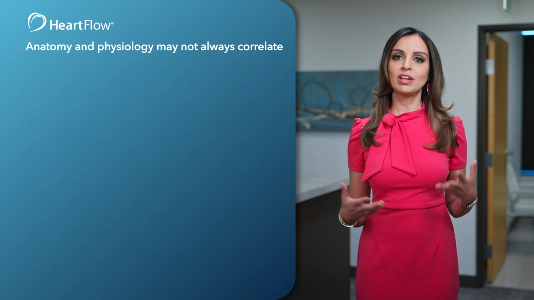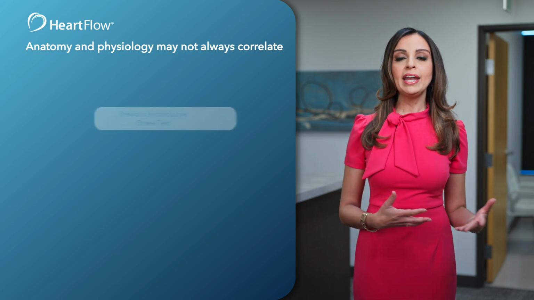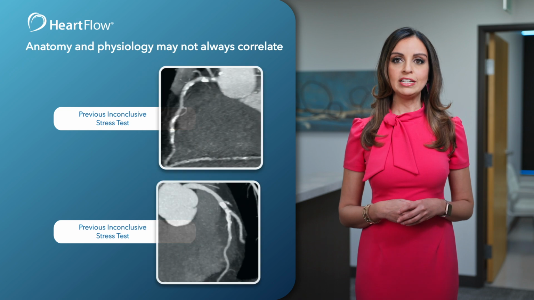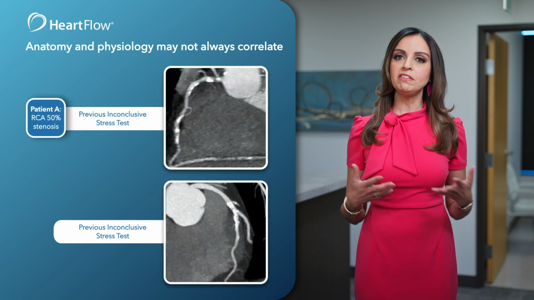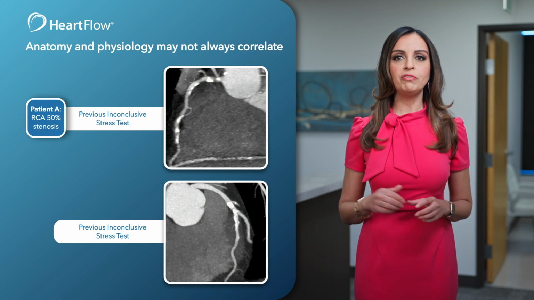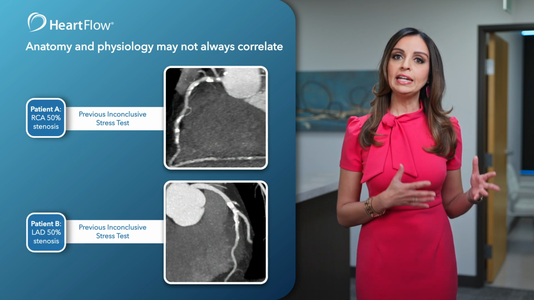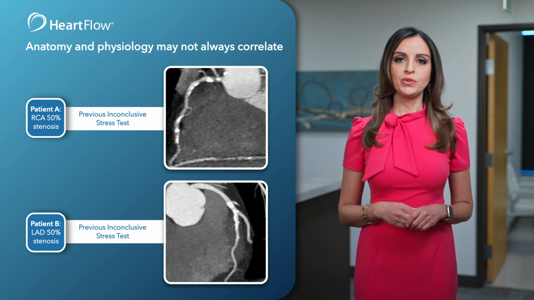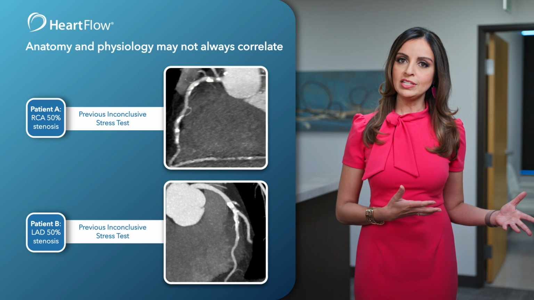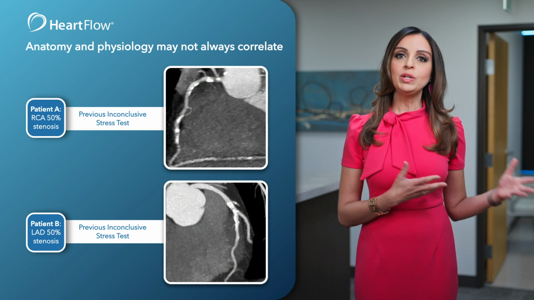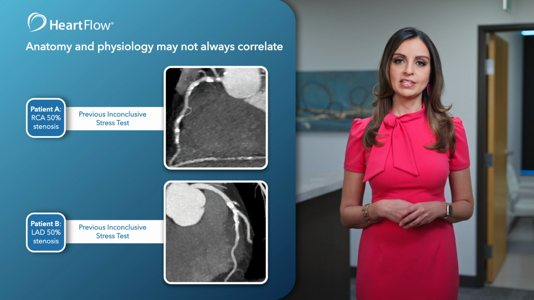Now, both of these patients we're going to talk about today have stable chest pain and had previous inconclusive stress tests. They both then went on to have a coronary CTA. Patient A had diffuse, moderate calcified plaque of the RCA with a mid-segment stenosis of about 50%. Patient B had an LAD lesion with mid-segment calcified plaque, also with a 50% stenosis. At this point, due to the CTA, we already know more about the patient's coronary artery disease than we did with the previous inconclusive stress tests. But there's more we can add to the diagnosis here.